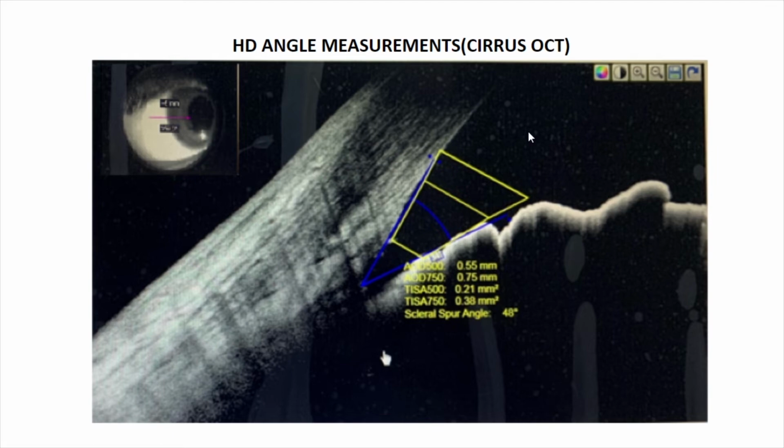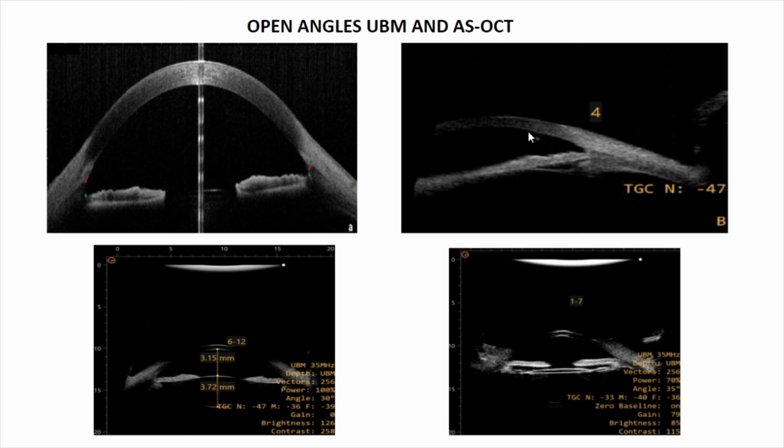As Sir had mentioned, the angle opening distance is important. So the angle opening distance is taken from a point 500 or 750 microns anterior to the scleral spur. And it is the triangular area which is bounded by the corneo-scleral interface, the anterior portion of the iris, and the apex of the triangle here. So the first image here is an ASOCT scan, which is showing us open angles.